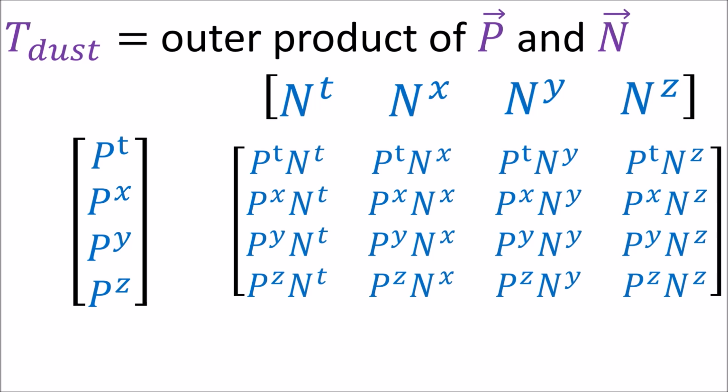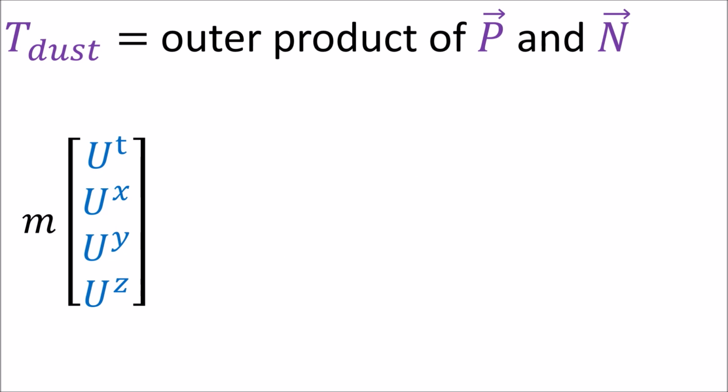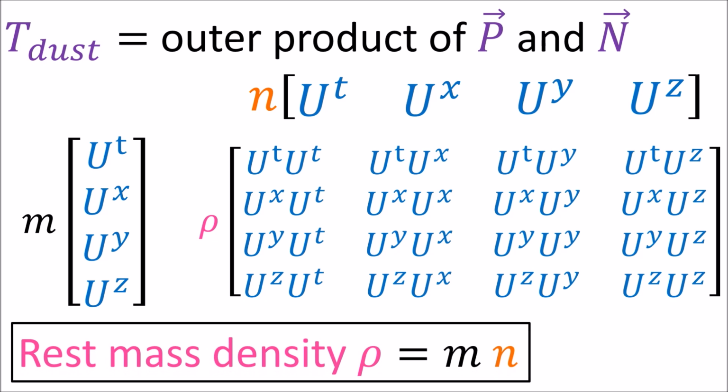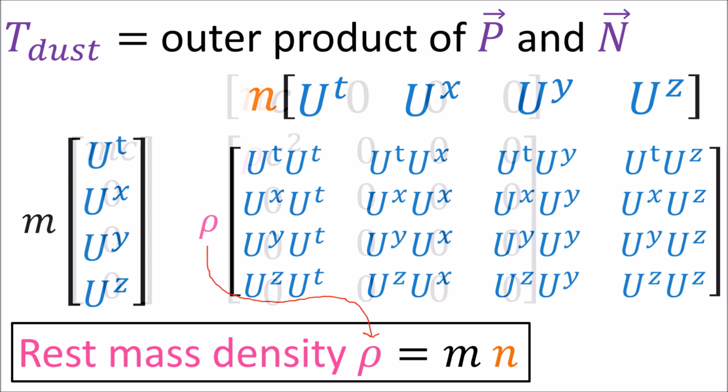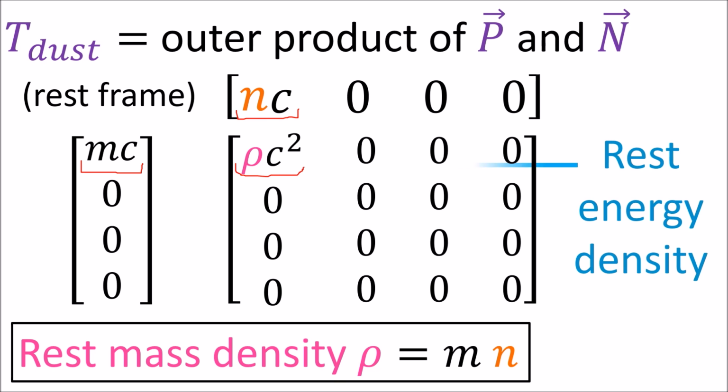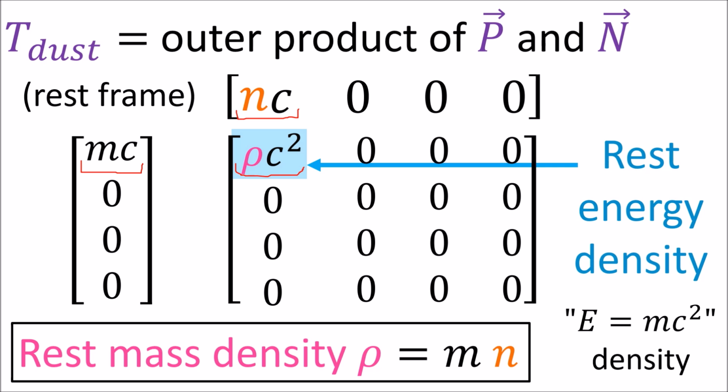For the dust energy-momentum tensor, we can also rewrite the 4-momentum as the rest mass m times the 4-velocity vector, and the number-flux 4 vector can be rewritten as the rest number density n times the 4-velocity. And we get this matrix times the rest mass density rho, which is the rest mass times the rest number density. In the case of stationary dust, where the spatial components of the 4-velocity are 0, the dust energy-momentum tensor only has one component, the energy density, which is the mass density rho times c squared. This is sort of like E equals mc squared per unit volume.